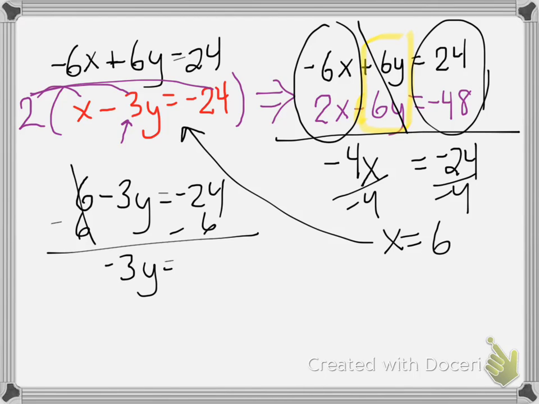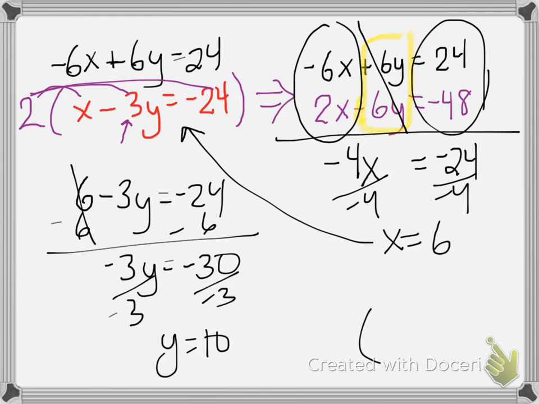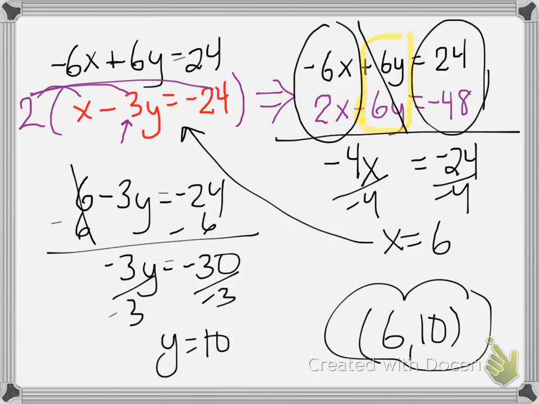Negative 3y equals negative 30. Divide by negative 3, and I get y equals 10. So I know my ordered pair is (6, 10). That's the point where they cross.